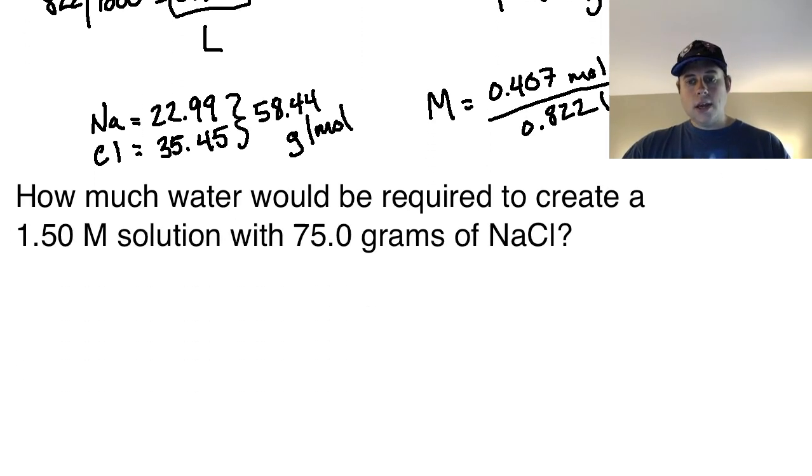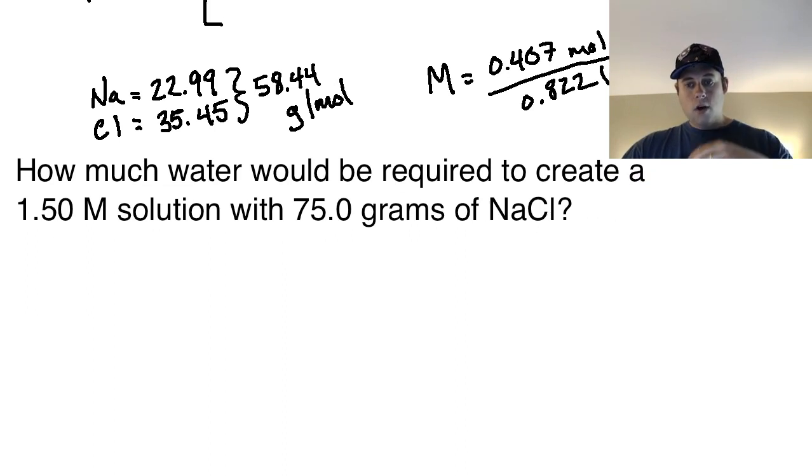So let's take a look at a problem where we would have to rearrange or manipulate the molarity equation. How much water would be required to create a 1.50 molarity solution with 75 grams of sodium chloride? So now they're telling me, you have this much salt, and we want this concentration. I would like a 1.5 molarity as the concentration of that salt. So how much water would you, as a chemist, add to 75 grams of NaCl in order to make a 1.50 molarity solution? That's the question.